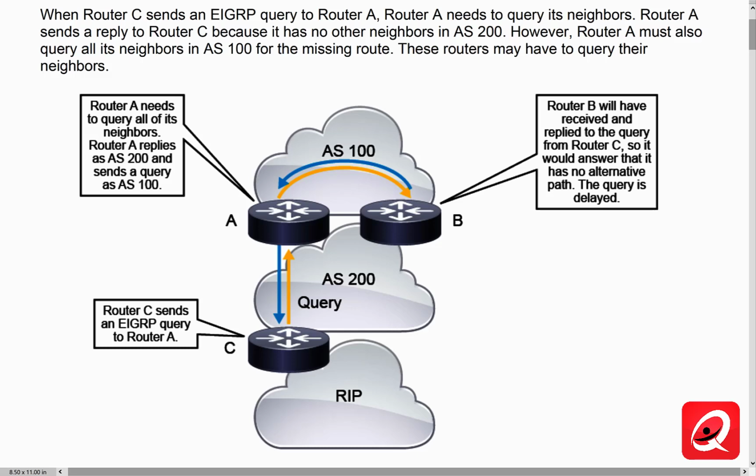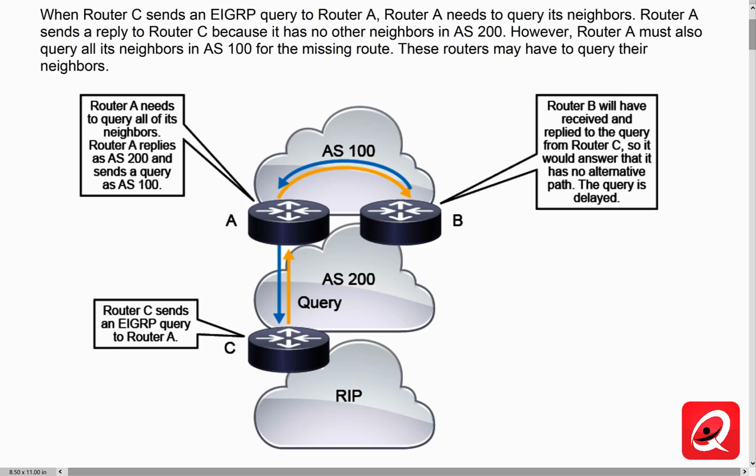All right. Now, continuing on with the scenario that we see in the diagram here. Again, router C sends an EIGRP query to router A. Router A sends the query to all of its neighbors, including neighbors in AS100. We don't discriminate. It doesn't matter what autonomous system the query came from. If I have downstream neighbors, I have to send that query on, because a query is essentially somebody looking for how to reach a destination. And that destination may or may not be within my own autonomous system.